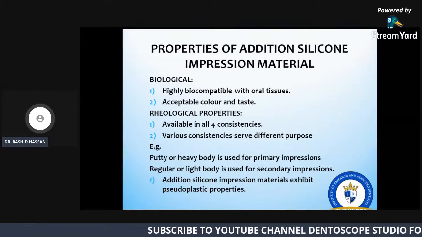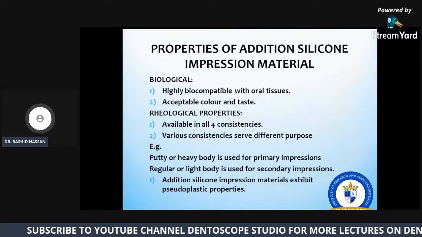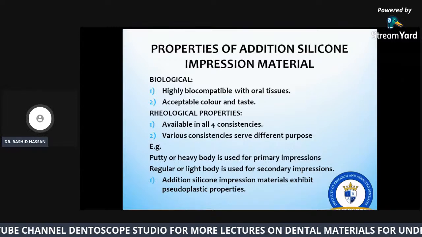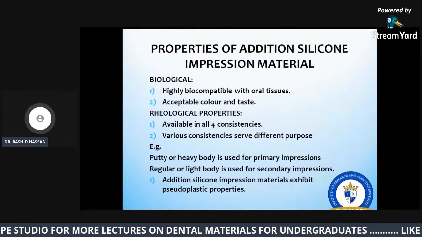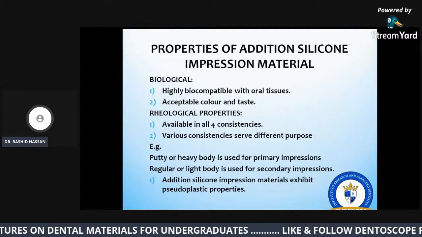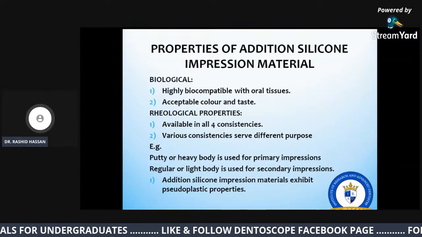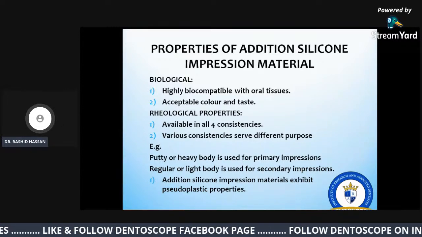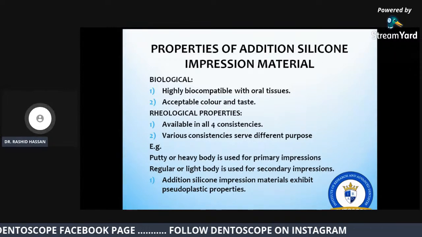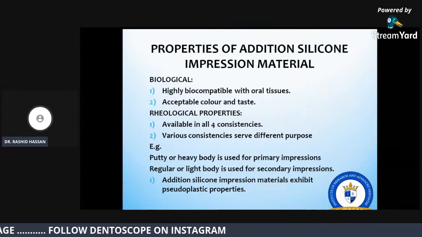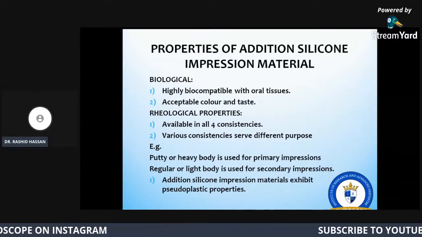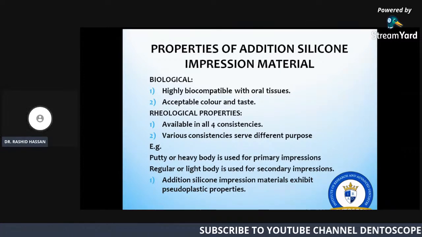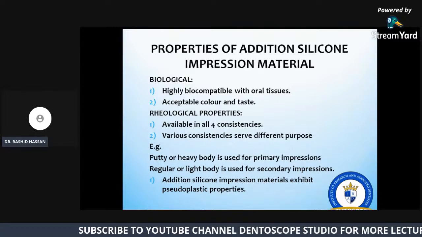Here they have mentioned that various consistencies serve different purposes, exactly what I have explained to you. The putty or heavy body is used for primary impression. We are talking here, they are referring to the complete denture formation, and the regular and the light body are used to record the secondary impressions or the wash impression.